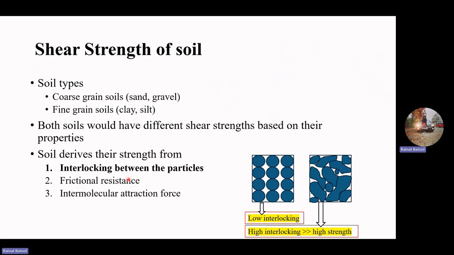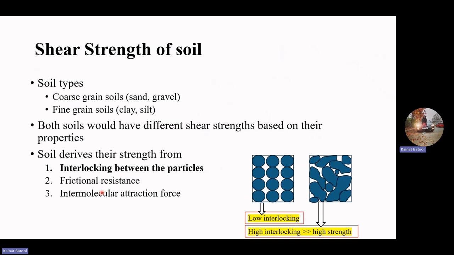These two types of soil would have different shear strengths on the basis of their properties, but every soil will derive its strength from these three parameters. Either one of the parameters would be prominent, or these three parameters would be acting in combination. So we will look into it one by one.